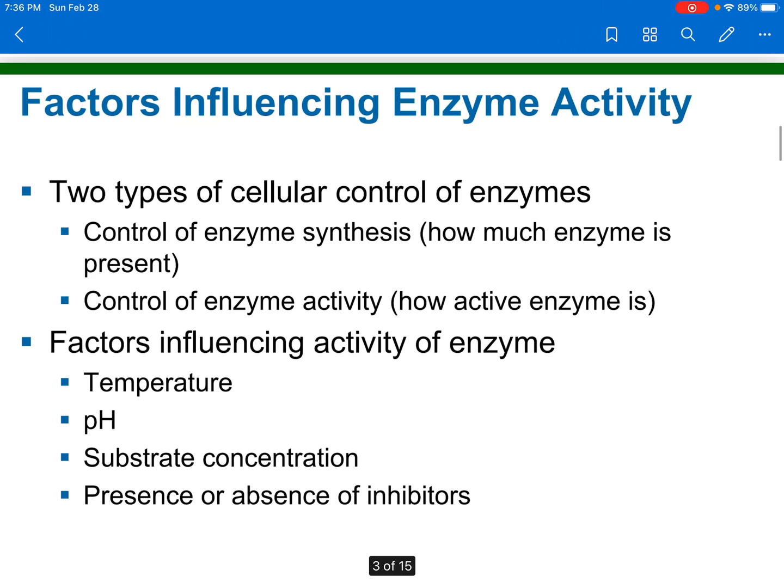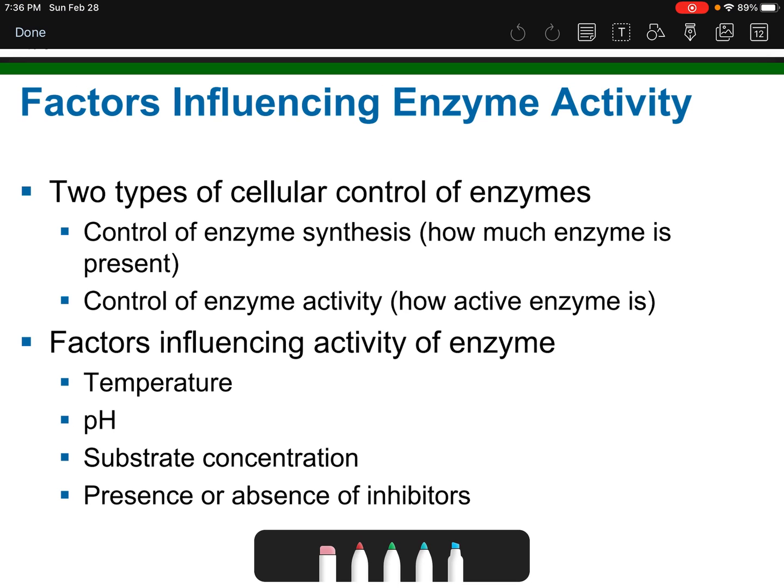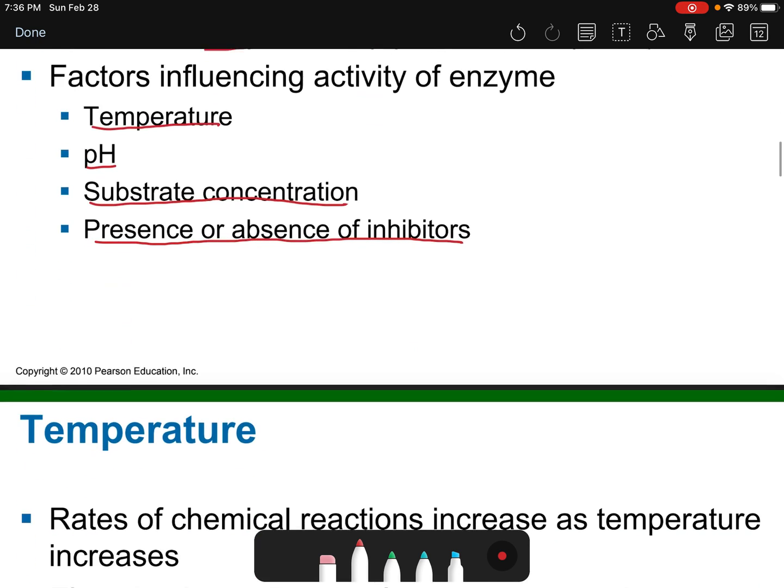So there are two types of cellular controls on enzymes: control of enzyme synthesis and control of enzyme activity. How active the enzyme is, or how much enzyme is present. And so the main influencing factors that affect the activity of an enzyme are temperature, pH, substrate concentration, and presence or absence of inhibitors. So we're going to look at each of those factors.